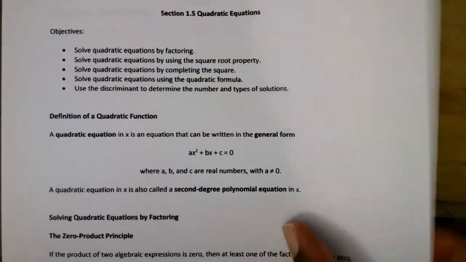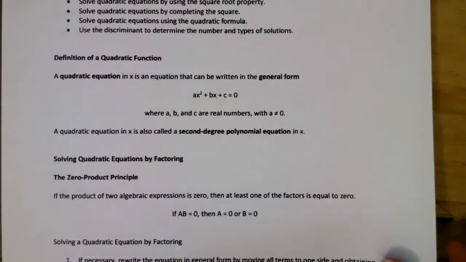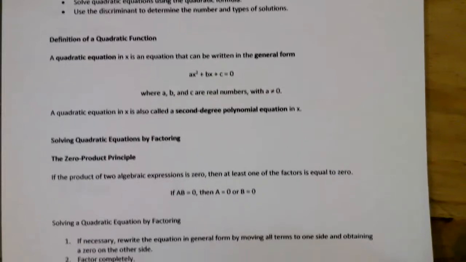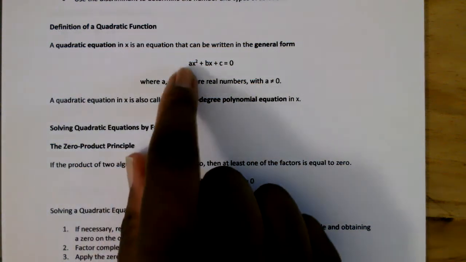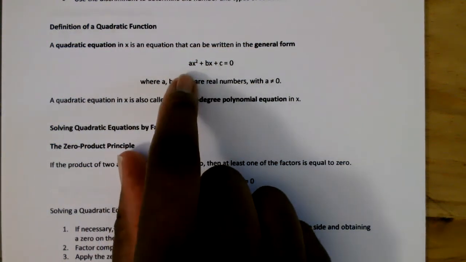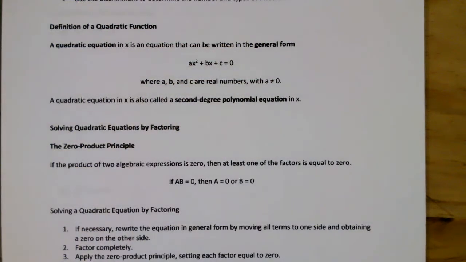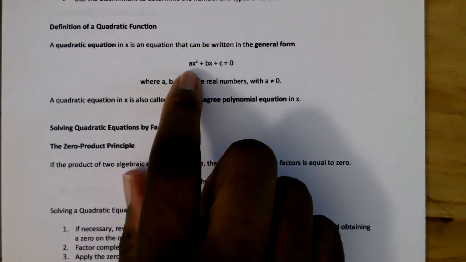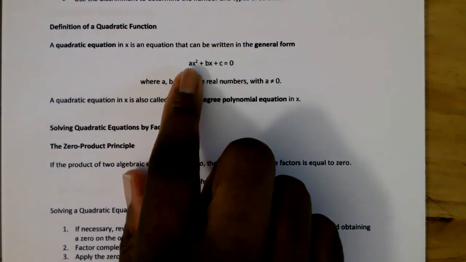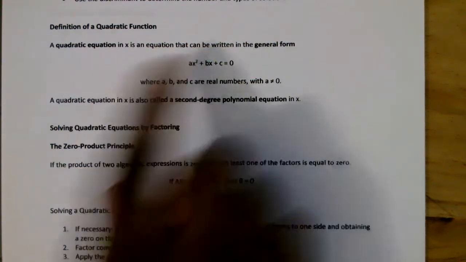what a quadratic function is. A quadratic function is an equation in x, by the way, that can be written in the general form. So this is the general form for the quadratic equation, ax squared plus bx plus c equal to 0. And that's where a, b, and c are real numbers, and a cannot be equal to 0, because if a was equal to 0, then we wouldn't have a quadratic equation. We will end up with a linear equation.